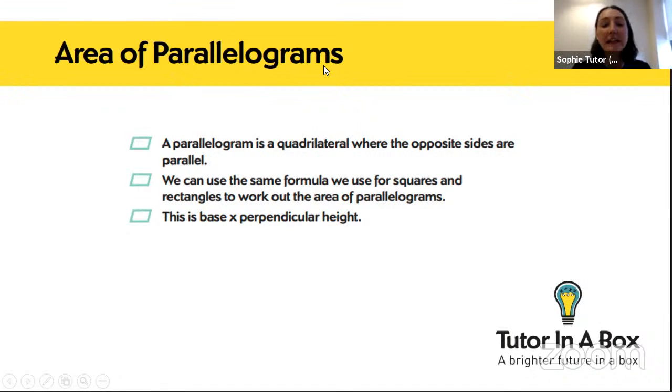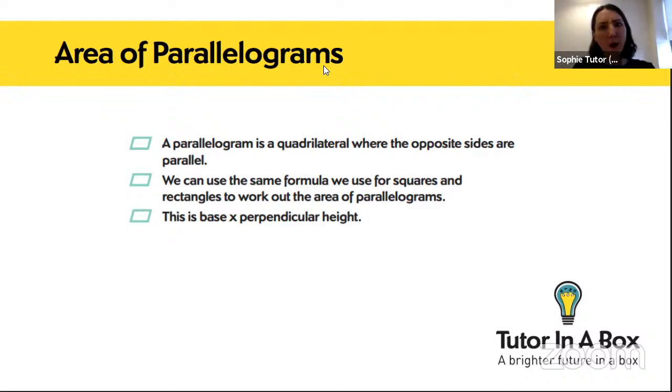Very good, very good. So a parallelogram is just a 4-sided shape where the opposite sides are parallel. Remember, if something's parallel, it's like train tracks. They don't meet. So they never meet. They keep going on and on and on, and they're always the same distance apart, okay? So it's not like this or even like this. Parallel lines are like that. The lines go up and down or along, but they never ever meet. They're always the same distance apart, okay?